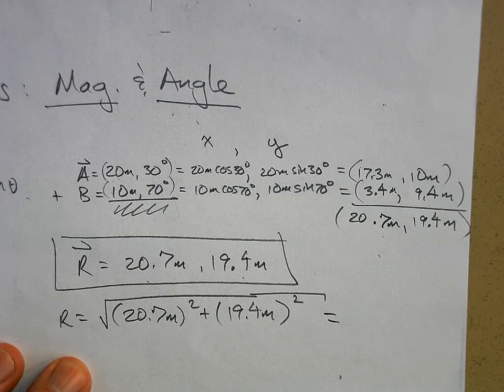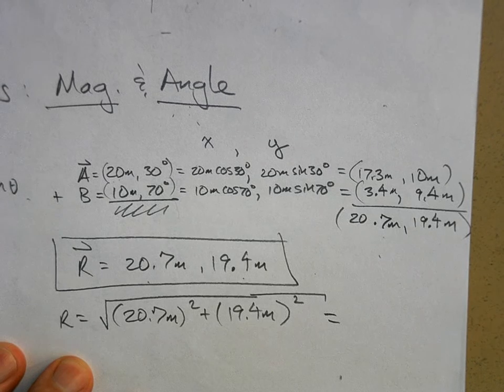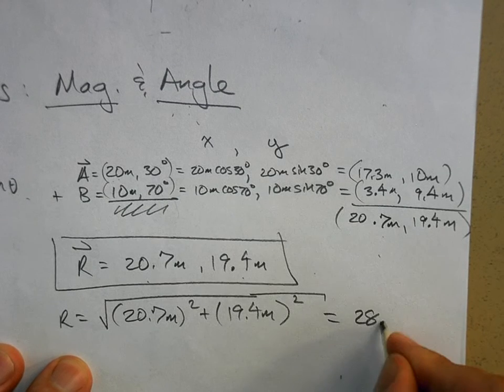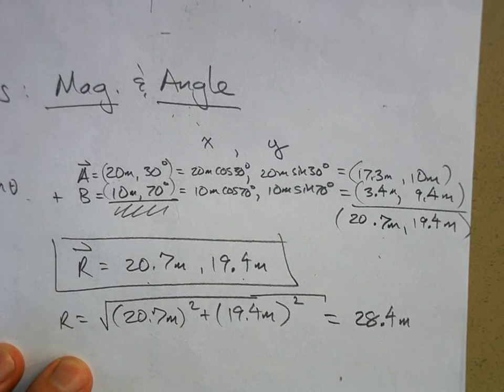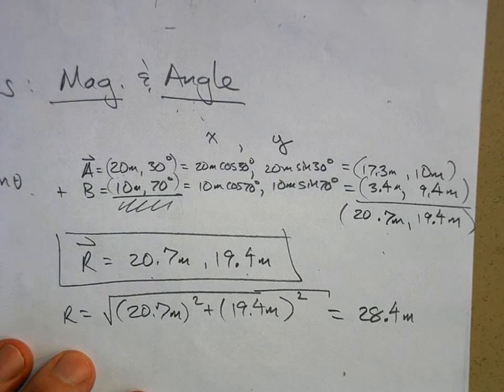20.7 squared plus 19.4 quantity squared equals, and then I'm going to raise that to the power of 0.5, and I get 28.3, or 28.4 actually, 28.4 meters. Now that's the length. How do I get the angle? I want theta.